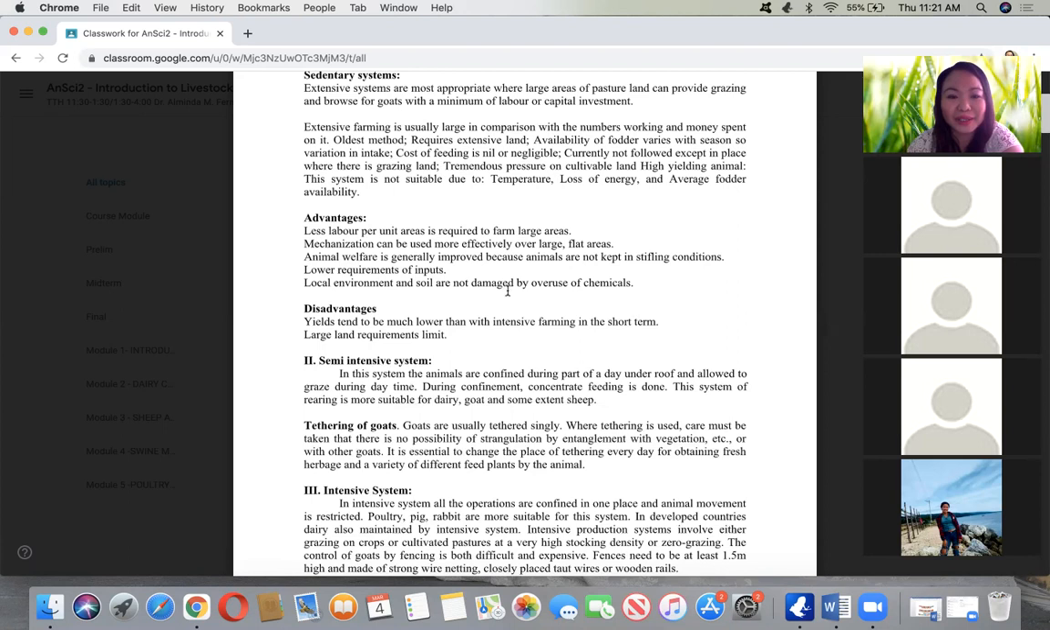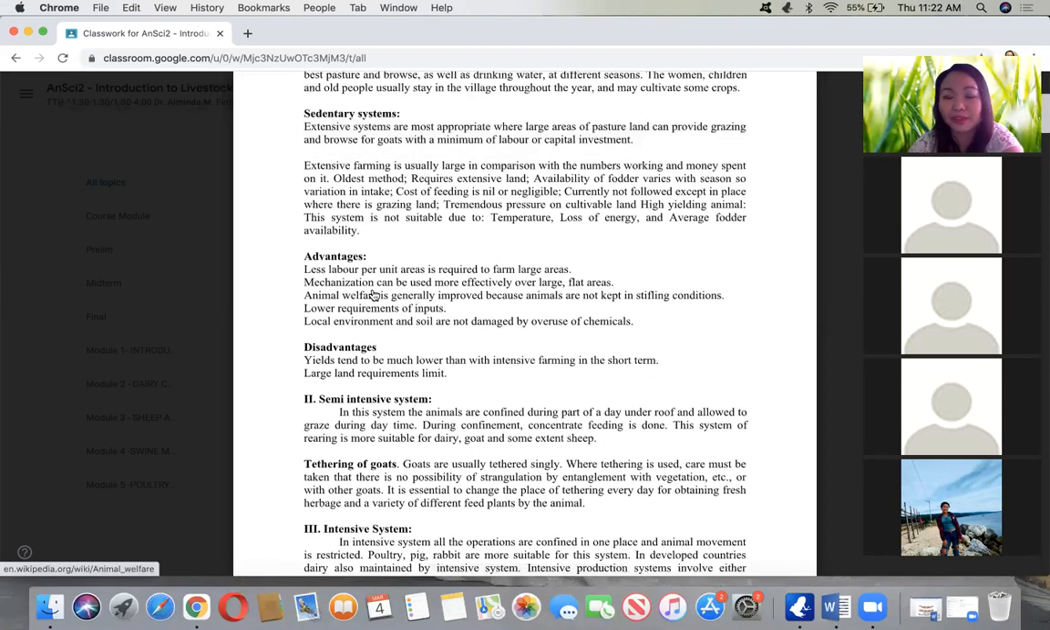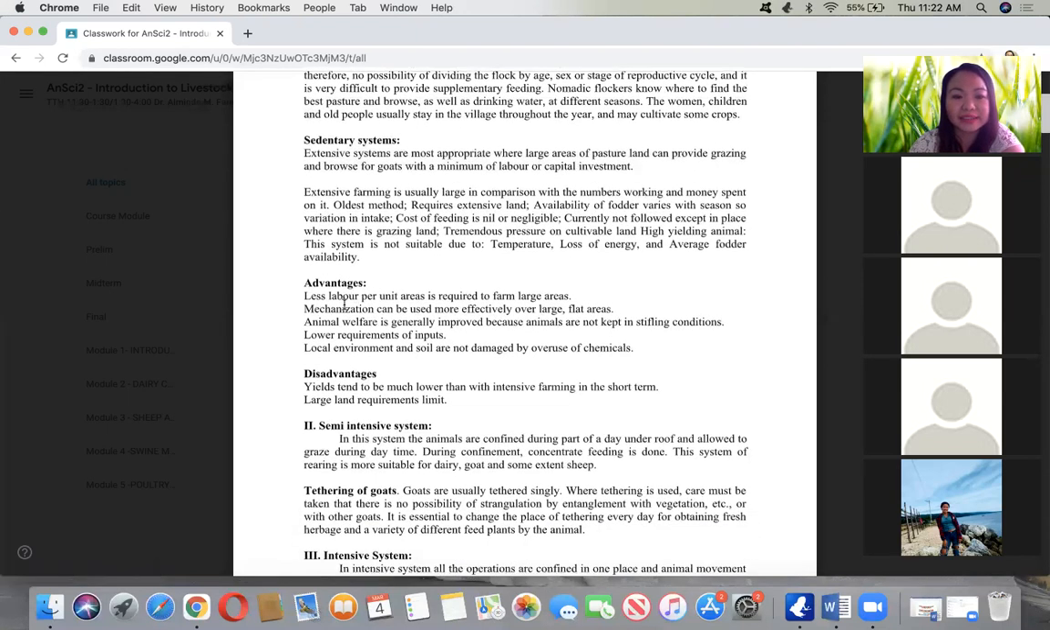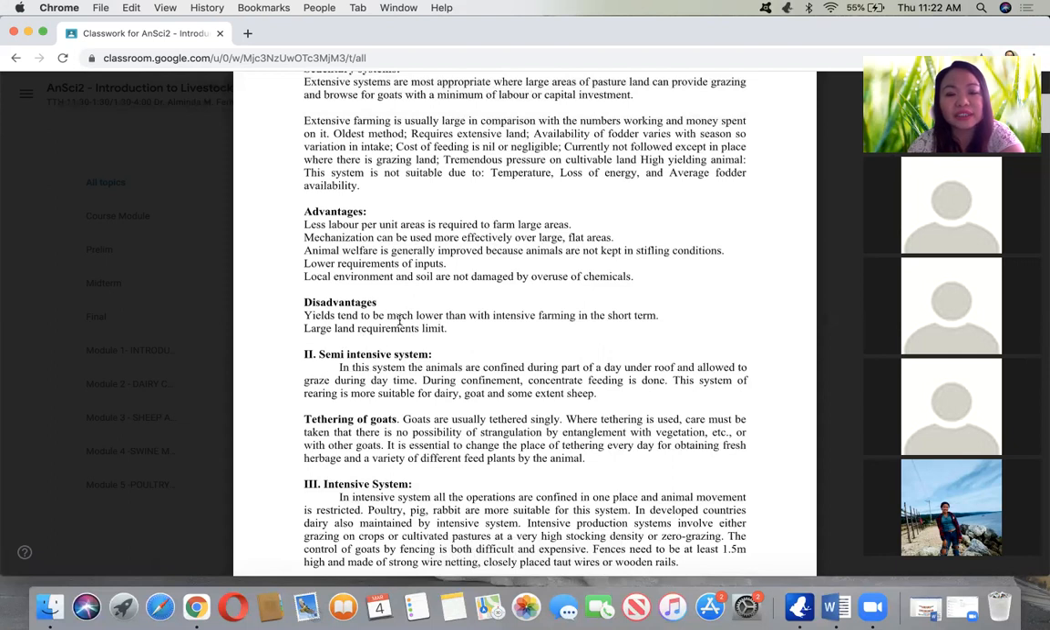Anyway, to continue, for the advantage naman ng sedentary pero under pa rin siya ng extensive than the nomadic is less labor per unit area required to farm large areas, and mechanization is very effective, and annual welfare is also improved, and lower requirement ng inputs at local and environment and soil are not damaged by overuse ng chemicals. While the disadvantages nito is much yield and large land requirement limit.